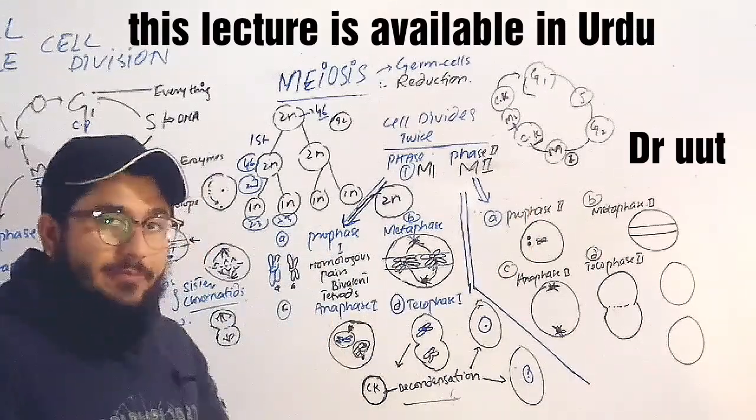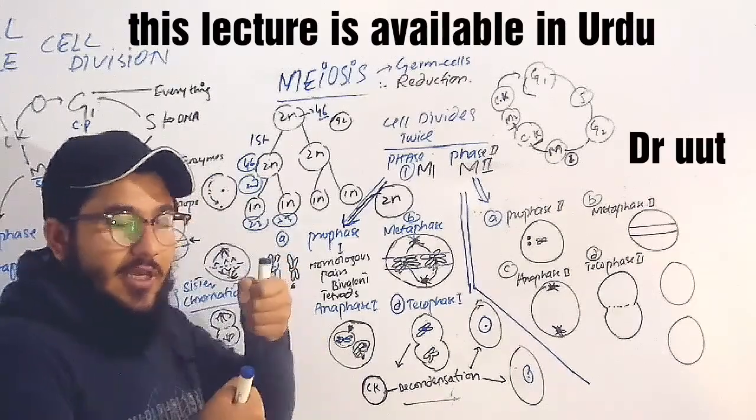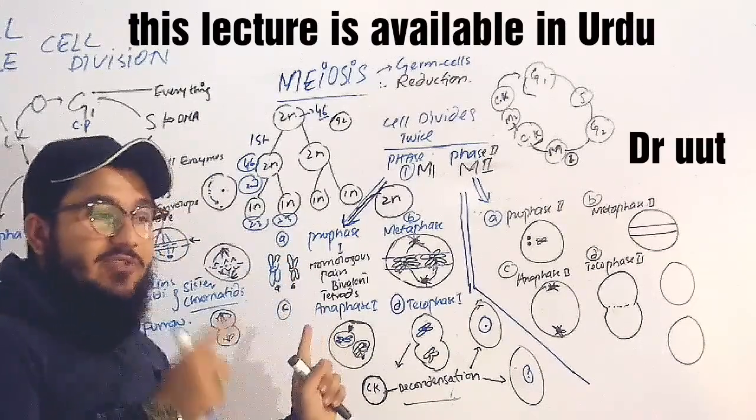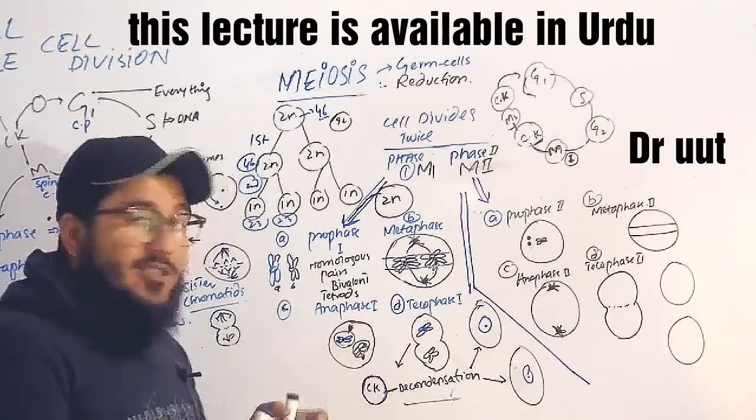Well, in anaphase 1, what will happen? Now these homologous chromosomes will be pulled. And this phase is again different from mitosis. Why? What is the reason for the difference? The reason for the difference is here.